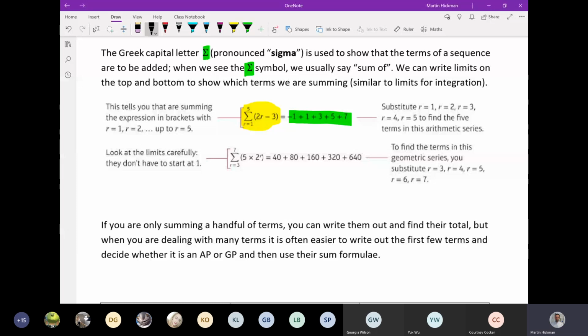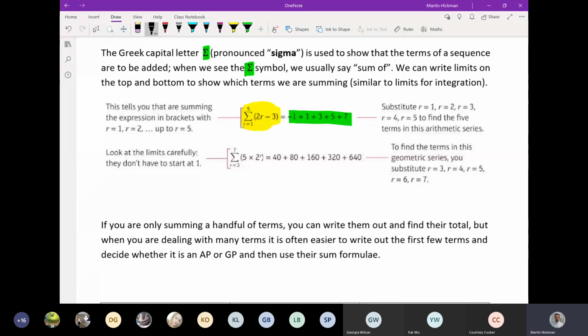So with only 5 terms, we can simply find out all 5 terms and add them together. But in most of the examples we're going to look at today, we might have 20 terms, we might have 50 terms. So there's a lot more to add together. And that's when we want to realize, is this an arithmetic progression? Is this a geometric progression? And then we can use some of the formulae that we've looked at over the past couple of weeks to simplify this.